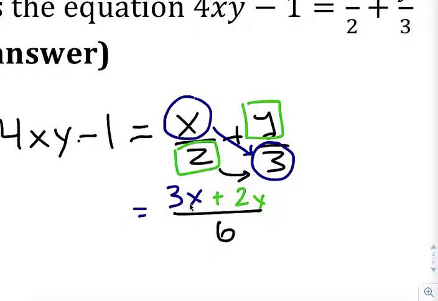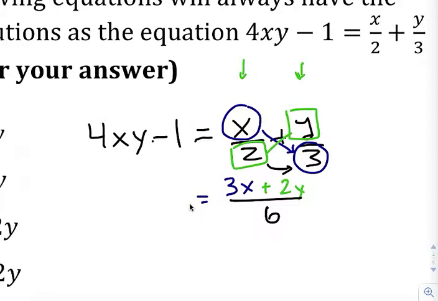It's a really nice trick, especially on a test like the ACT. And this would have been no different if you multiplied this fraction by 3 and this fraction by 2 to get the common denominator of 6. You just do it in one step. Either way, let's go ahead and bring down the left-hand side of our equation, 4xy minus 1.